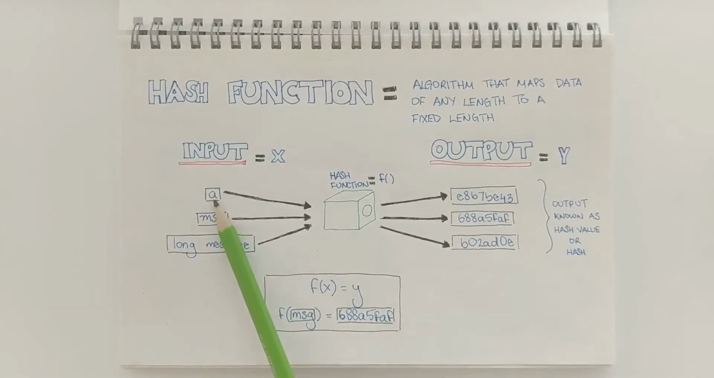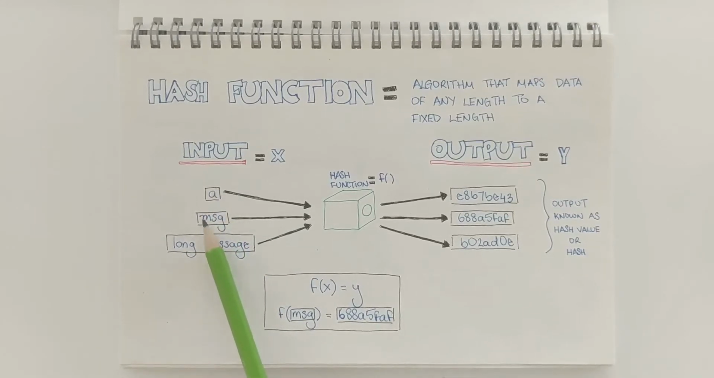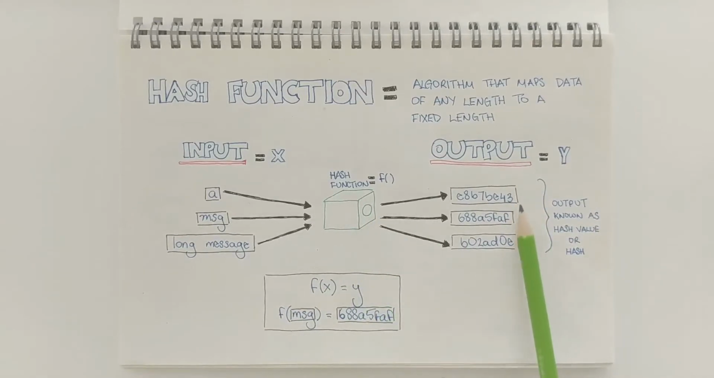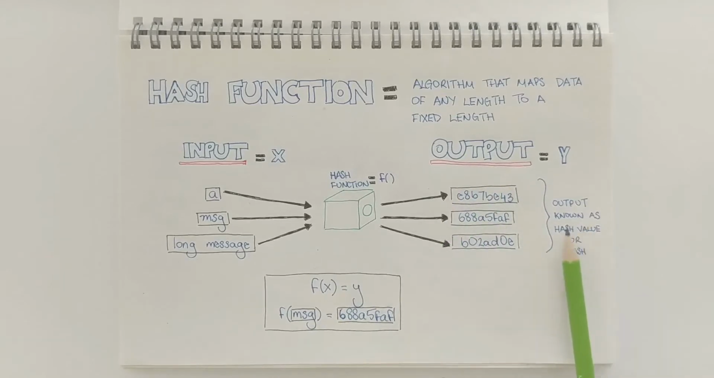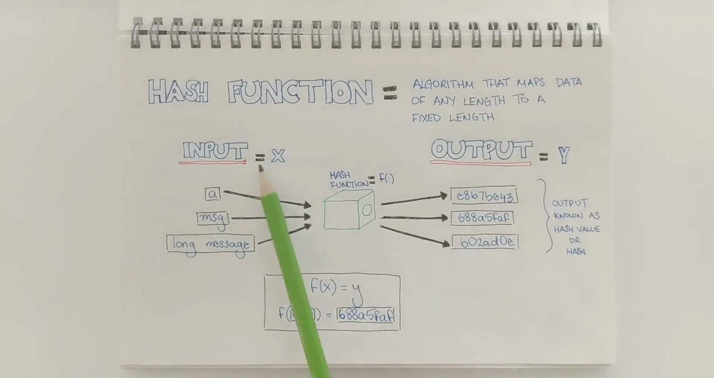So we have a few strings. We have a string, a string that's a message, and a string that's a long message. All of these are different lengths. When this is input into a hash function, it's going to output data of the same length. Now this output is known as a hash value or a hash. So we're representing input with x, output is y, and if we look at the formula, f of x equals y. If we put the input as message, we're going to get this output as we see here.